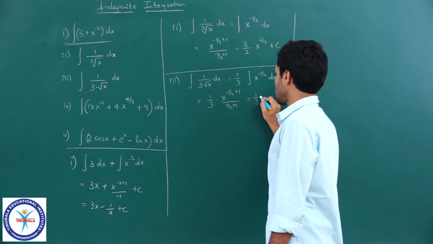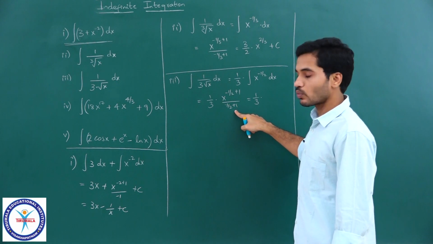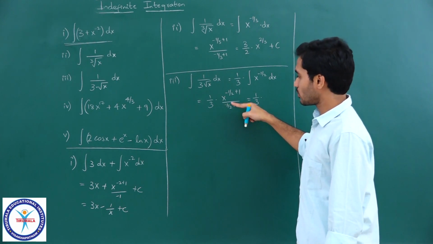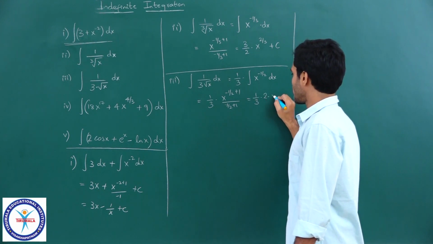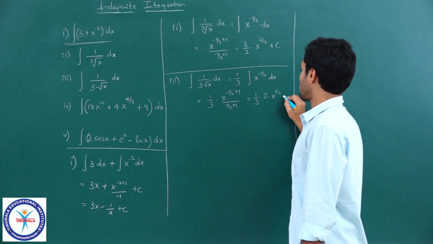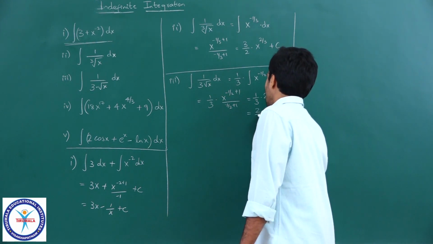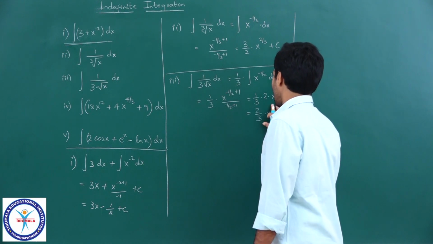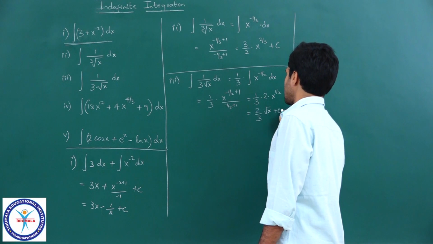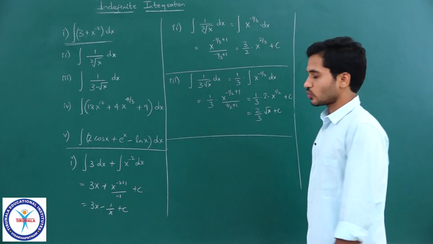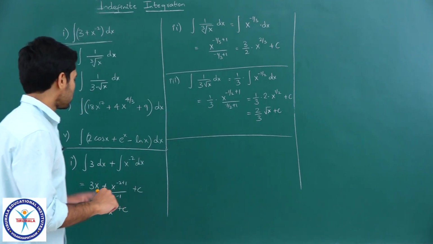So, 1 by 3 into x power 1 by 2 divided by 1 by 2, and division by 1 by 2 becomes 2 in the numerator. So, this becomes 2 into x power 1 by 2 plus c, right. You can write this as 2 by 3 x power 1 by 2, which means 2 by 3 root x plus c. So, that is the next one. Okay. So, fourth one.